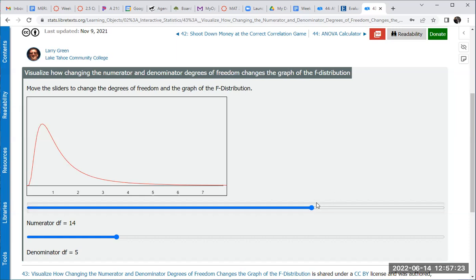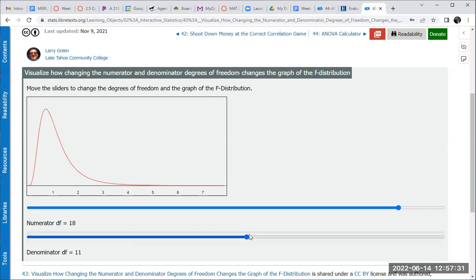If the numerator degrees of freedom gets bigger, it's a little less skewed to the right, but it's still skewed to the right. We can let the denominator degrees of freedom get bigger. And it looks like this. So there's our F distribution. Does that make sense? And you'll notice if F is bigger than 2, that area to the right is pretty small.